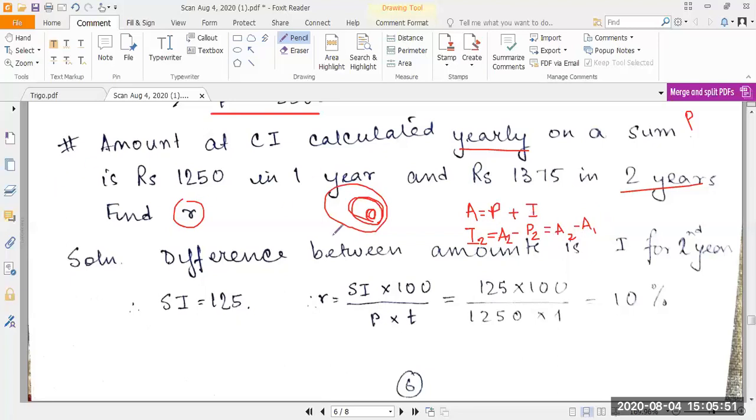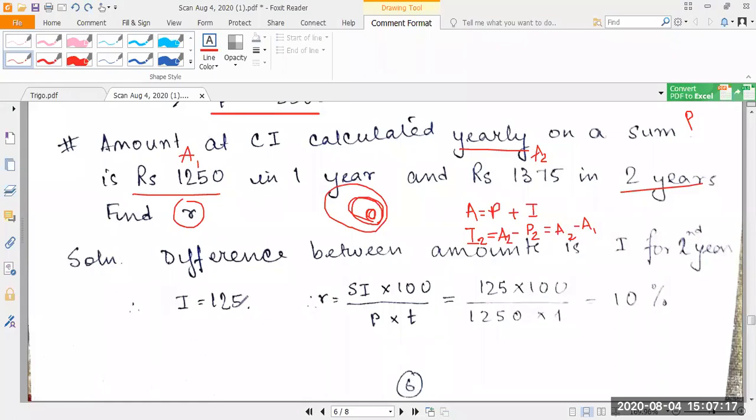Now, if we look back at the sum, the amount for the first year is rupees 1250. Isn't that A1 that we are considering? The amount for the first year that we have considered is essentially A1. So we have A1, which is 1250. And the amount for the second year is rupees 1375. So this is essentially A2. So what you see is the interest calculated for the second year is essentially the difference between the amounts of the 2 years. So that's what I've written. The difference between amounts is the interest, the I, for the second year. So it's not simple interest as such, so you can avoid writing simple interest.